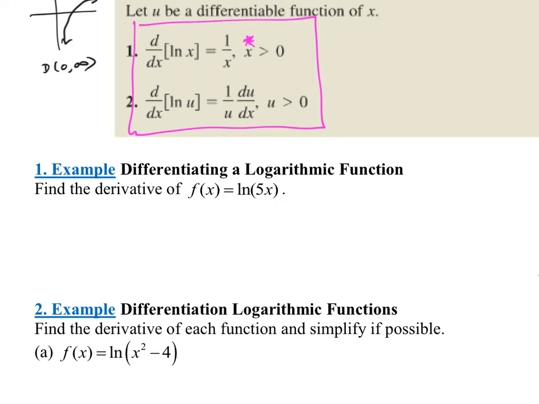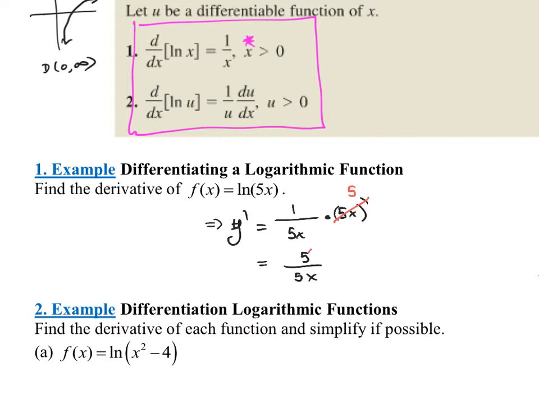So let's give this an example. Let's look at example 1. It says differentiating a logarithmic function. Find the derivative of f of x equals the natural log of 5x. So if we're going to find the derivative of that, it would be, so let me write y prime, 1 over whatever's on the inside. So what's on the inside is a 5x, but then we need to remember to multiply times the derivative of the inside. Well, what's the derivative of 5x? That's simply 5. Hopefully you're good at that by now. So this should be 5 over 5x.